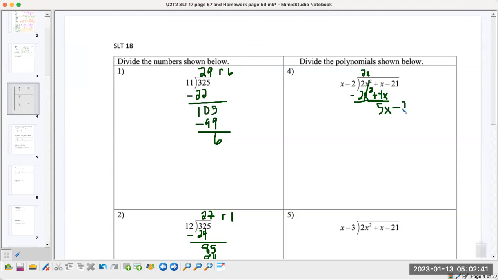Bring down the negative 21. Have your division thought. 5x divided by x is plus 5. Multiply back. 5 times x is 5x. And then 5 times a negative 2 is negative 10. Again, you're going to subtract. 5x minus 5x is 0. Negative 21 minus a negative 10 goes plus, so it's going to be negative 21 plus 10. So that is going to be a negative 11. So we definitely have a remainder here.